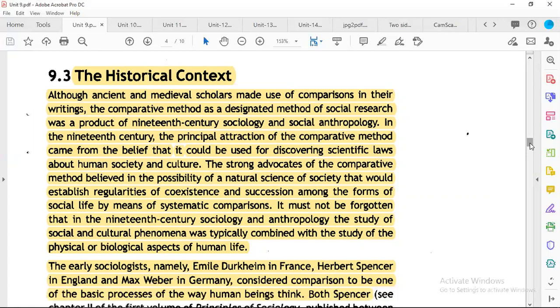It must not be forgotten that in the 19th century, sociology and anthropology, the study of social and cultural phenomena, was typically combined with the study of the physical or biological aspects of human life. Yes, we already know that from functionalism, that sociology and anthropology were mainly related to physical and biological aspects of human life.